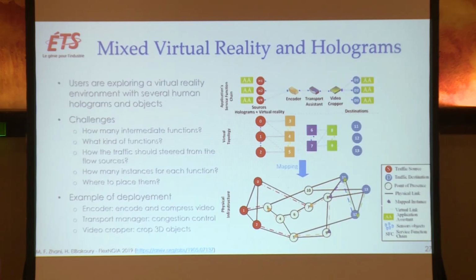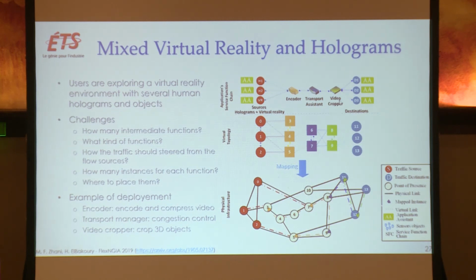Another example is a mixed virtual reality and holograms. Here we have H1, H2, and VR: hologram 1 from the source, hologram 2, and the virtual reality environment. We need to teleport all those holograms and the virtual reality environment to three destinations at the same time. In this example, we have three types of network functions: an encoder to encode the incoming traffic, the transport assistant to improve reliability, and the video cropper.